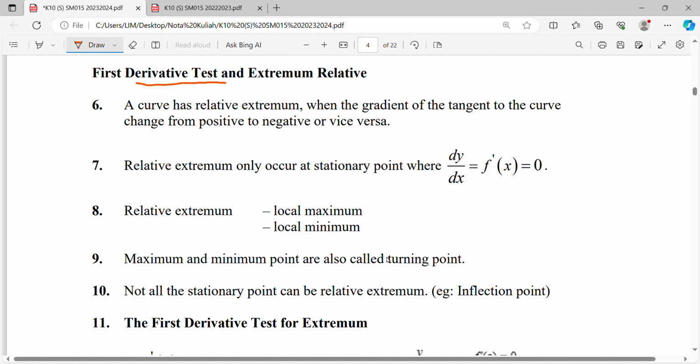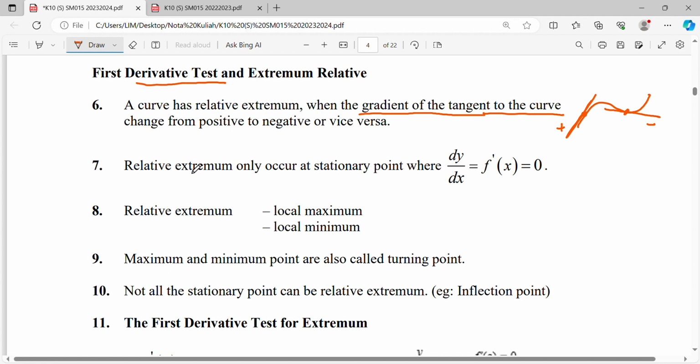normally the first derivative test is about the gradient of the tangent to the curve. So let's say this is your curve. At this point, the tangent will be like this, so this gradient is positive. At this point, this is the tangent, and you can see this tangent is going downward, so this gradient is negative.